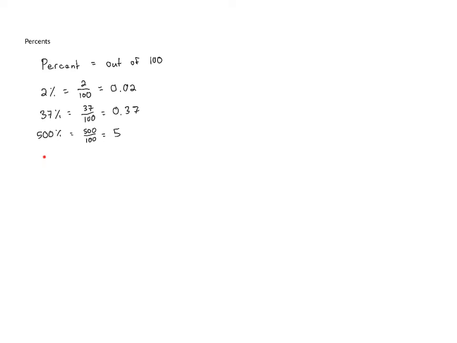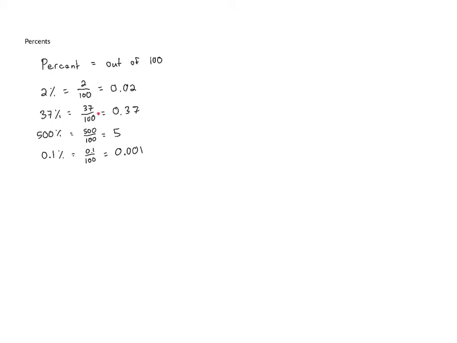All right. One more. Let's look at 0.1%, because we can even have decimal amounts of percents. That would be 0.1 out of 100. And if you do that division, you get 0.001.